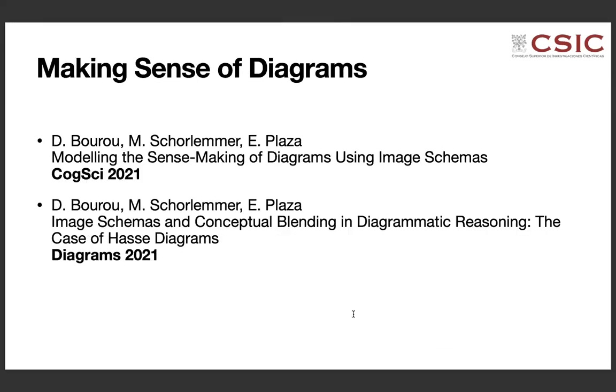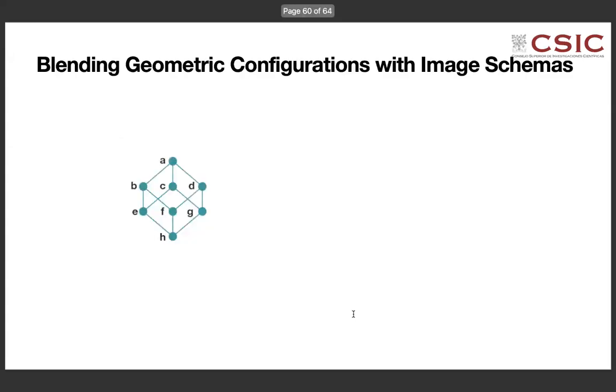And finally, what we are doing right now. We are exploring this idea of blending to describe how we make sense of diagrams. We have a couple of papers in the Cognitive Science Conference, and also in the Diagrams Conference, where we are exploring how we can use blending, modeled as amalgams, to describe how we make sense of a diagram.